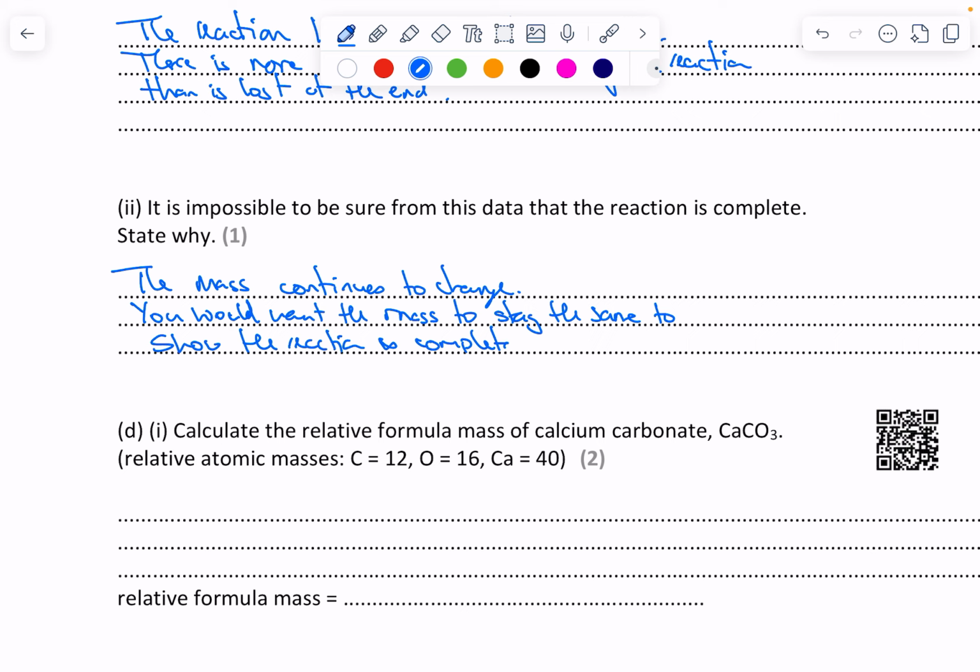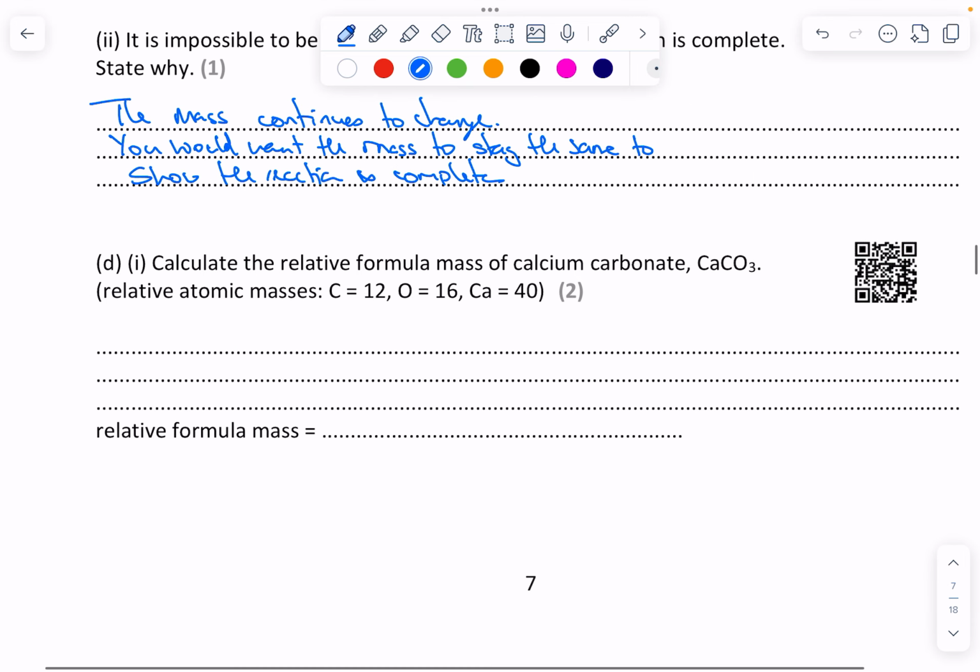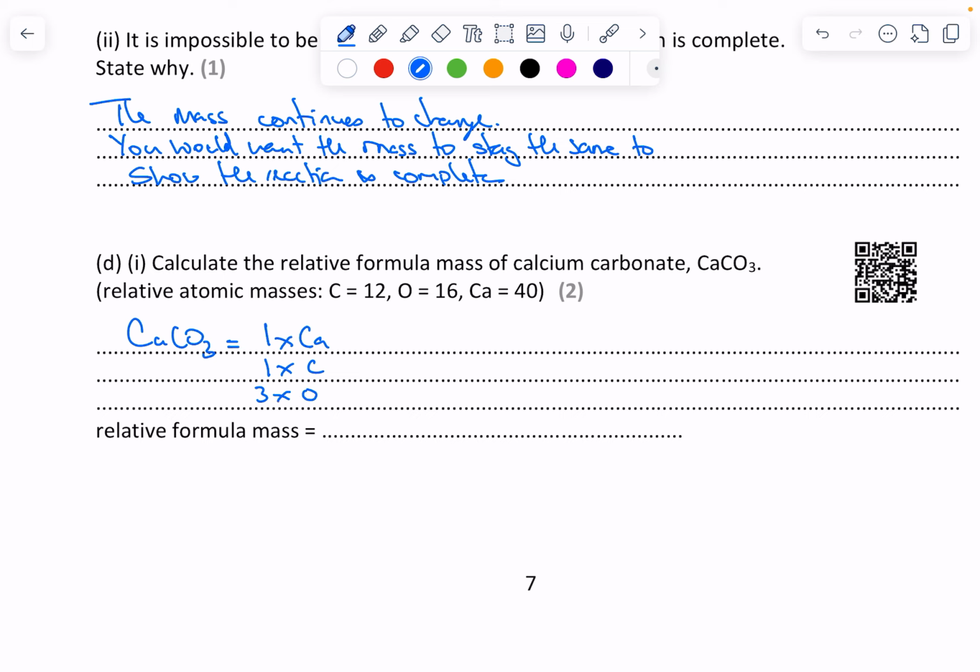Okay, and then the next little bit, calculate the relative formula mass. So the relative formula mass for CaCO3. So the best way of doing this to check you don't get any mistakes is in this formula there is 1 calcium, there is 1 carbon, and there are 3 oxygens.